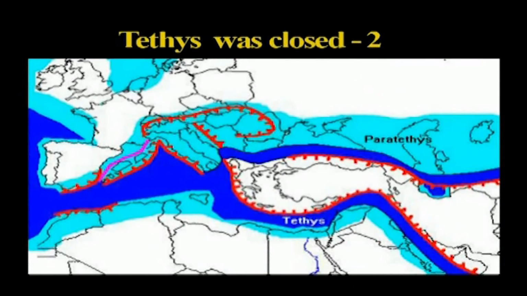The stage 2 of the closure of Tethys Sea is shown here. By 10 million years ago, plate collisions have sealed off the eastern Mediterranean, trapping small remnants of ocean floor in the Black and Caspian seas.